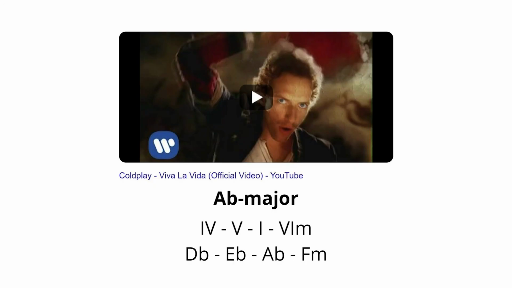Another possible variation of the doo-wop chord progression is when you start the loop from a different chord than the tonic one. For example, the song Viva la Vida by Coldplay starts with the 4 chord.